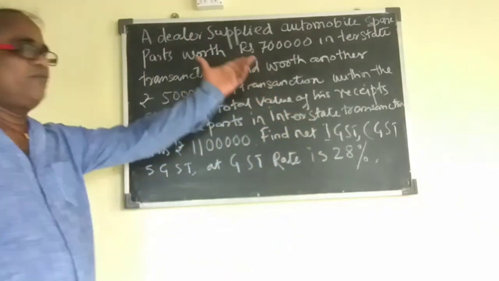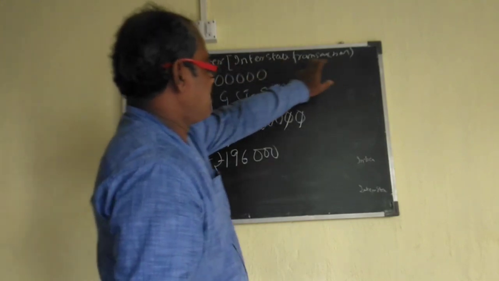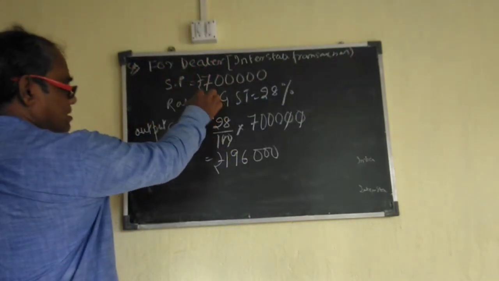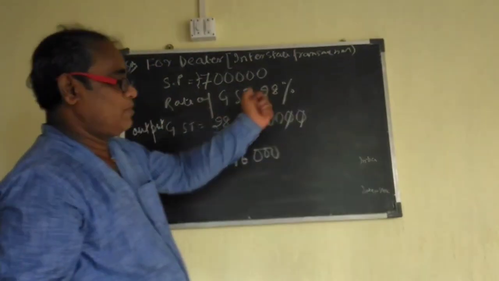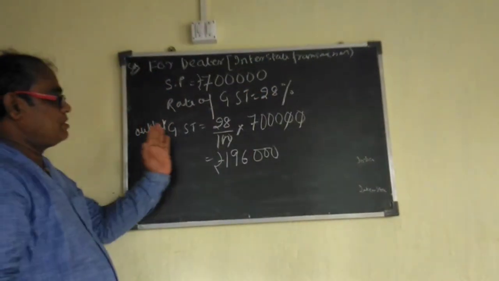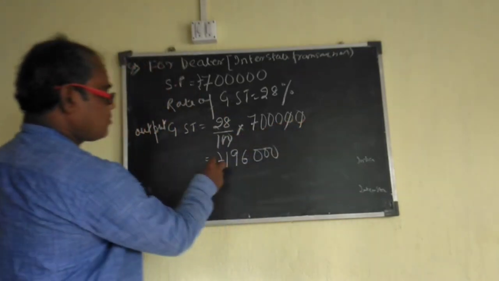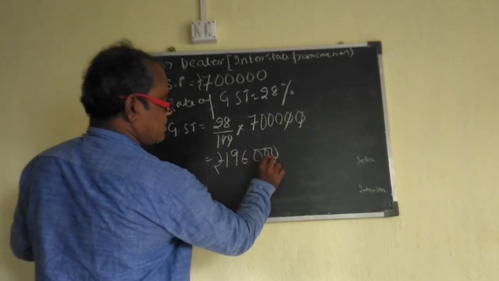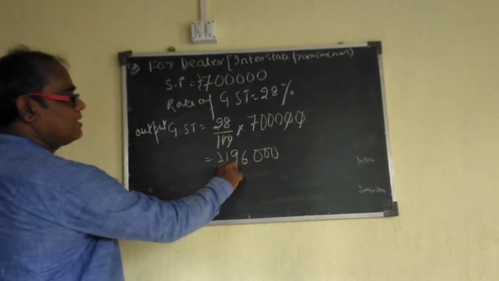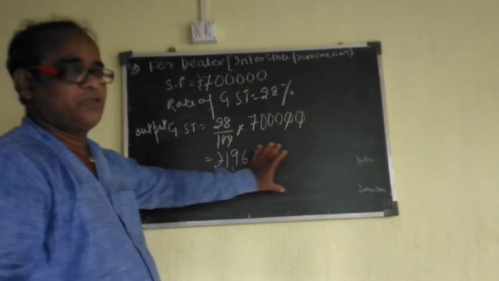So let us solve step by step right now. The solution: for the dealer, interstate transaction, the selling price was rupees 7 lakhs. Rate of GST was given as 28%. So output GST is equal to 28% of 7 lakh, which is rupees 1,96,000. This is what we say is output GST.